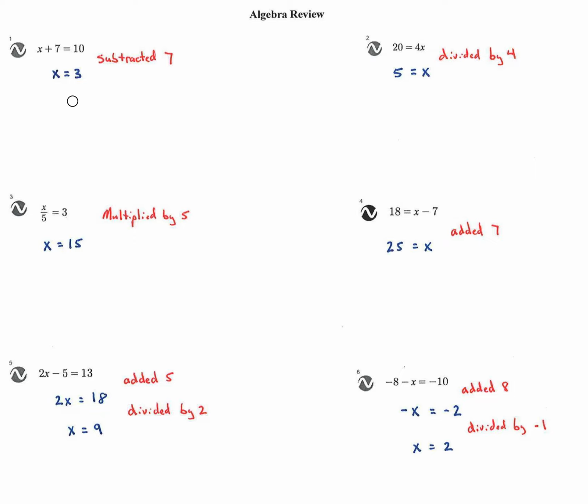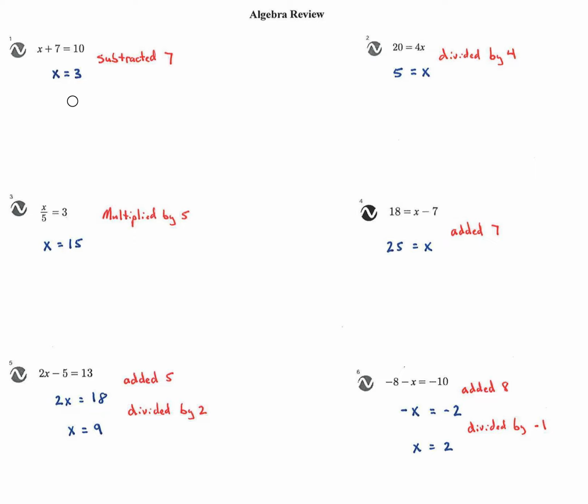Like if you look at this first one, we have x plus 7 equals 10. I know I want to get x by itself. I've got to get rid of the plus 7. We know that addition and subtraction are inverse functions of each other. So if I want to move the plus 7 from the left side of the equation to the right side, I have to subtract 7 from both sides.